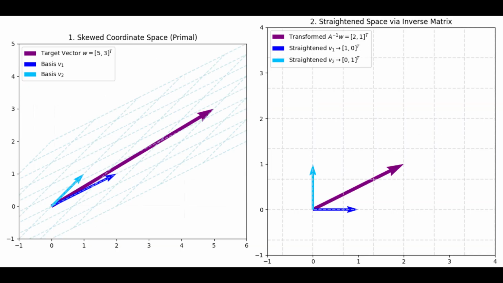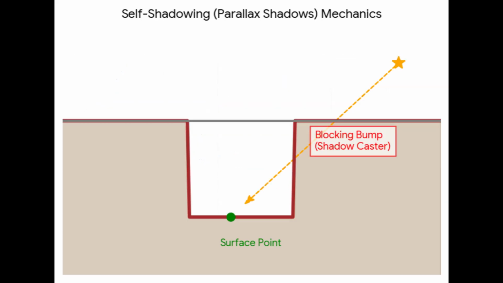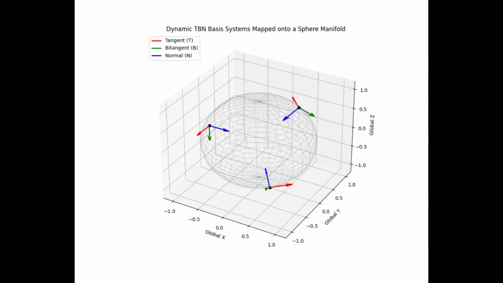To solve this, the universe introduces a mathematical inverse, a perfect balancing act known as the dual basis. If the primal basis vectors stretch and skew space, the dual basis vectors act as an engineered system of counterweights, rotating and stretching in a precise compensation effect, governed by the Kronecker delta.